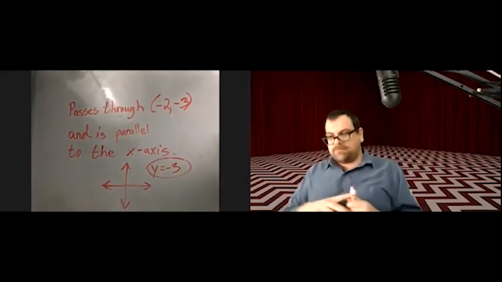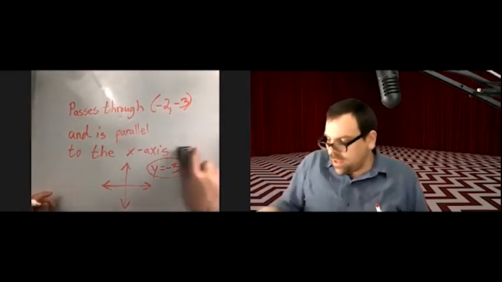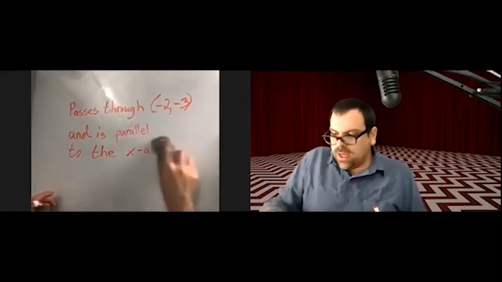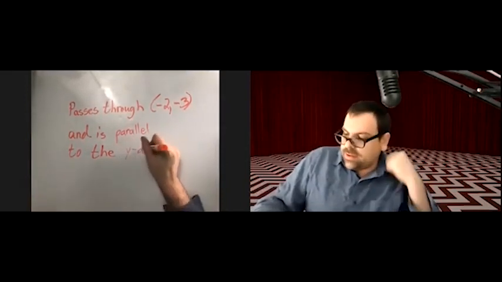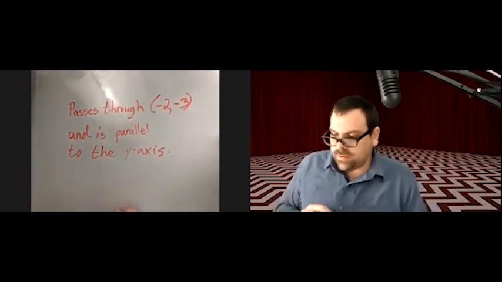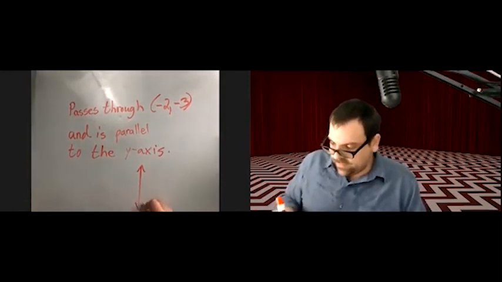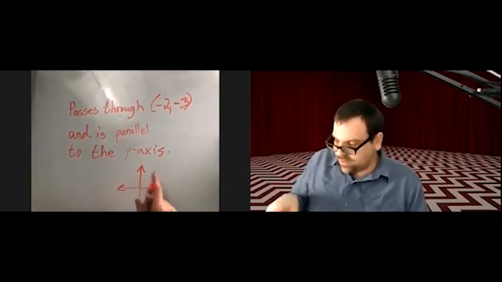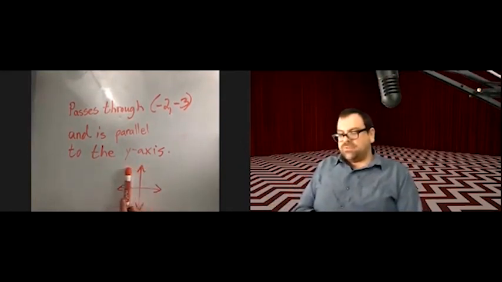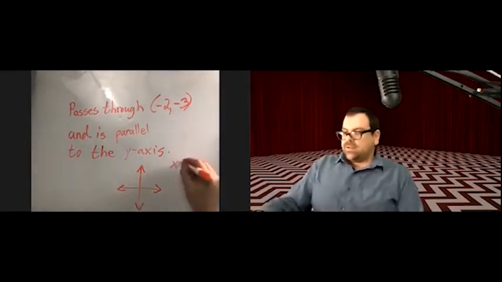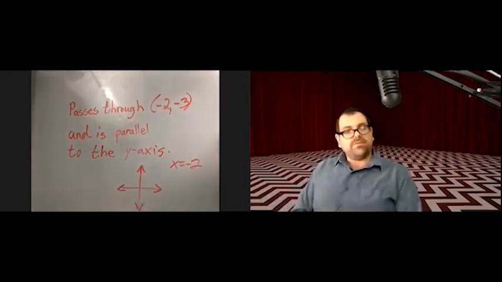Maybe one more. Parallel to the y-axis? Well, if I am, here's the y-axis. If I'm parallel to the y-axis, I am also a vertical line. Vertical lines strike the x-axis, so x is -2.